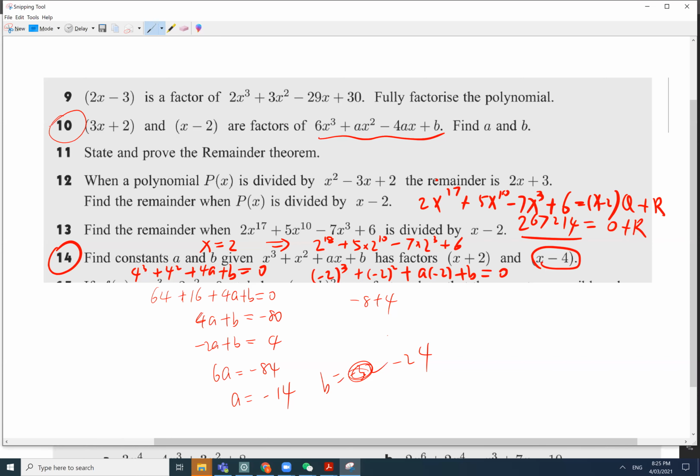Okay, the other one. Number 10 now. Wait, Sam, wouldn't it be negative 2a plus b equals negative 4? Oh, it's negative 4? Yeah, I got negative 4. But then if you do negative 4, b can't be... Here, negative 8 plus 4 minus 2a plus b. Yeah, positive 4, positive 4.